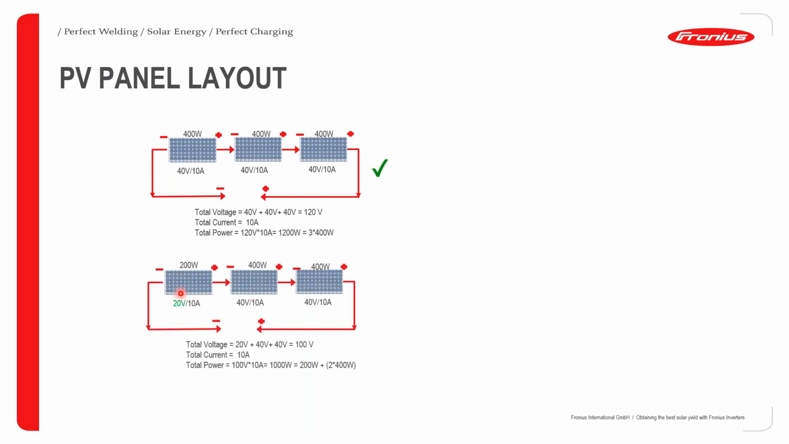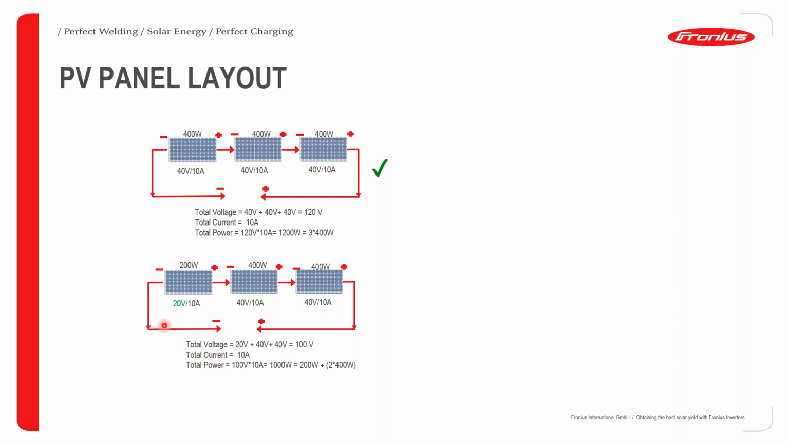How about another scenario? In this case, we have 2 panels of the same specification, 400 watts in power, with an open circuit voltage and short circuit current of 40 volts and 10 amps respectively. But for this particular panel here, we have 200 watts and an open circuit voltage of 20 volts, but the same short circuit current as the others. The total voltage in this case is going to be 20 plus 40 plus 40. That gives us 100 volts.